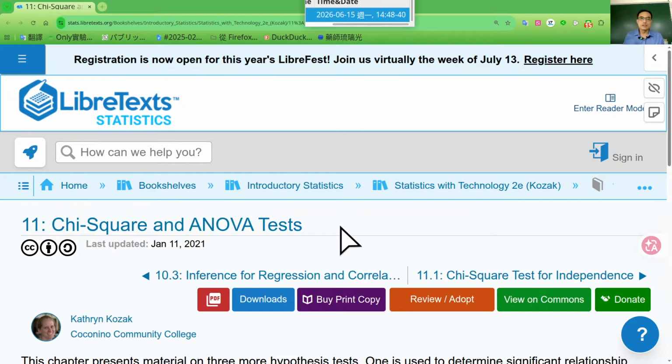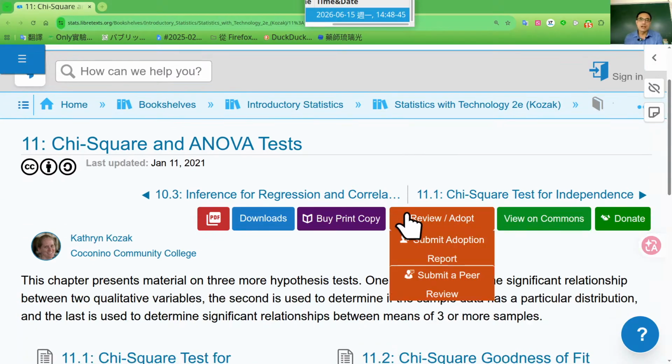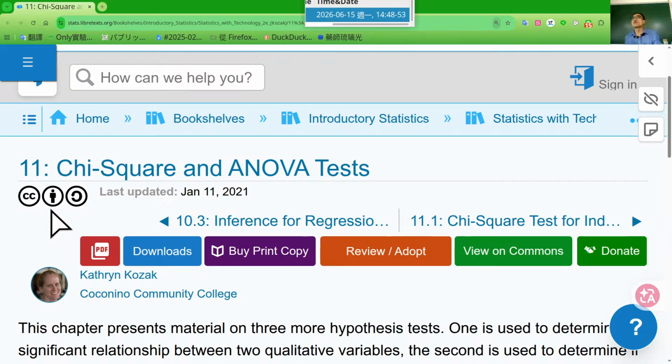Okay, let's check Chapter 11. The title is chi-square and ANOVA test. About this part, to be honest, running a calculation is easy, but if you want to know more details, it's not easy. Why? I can tell you why.